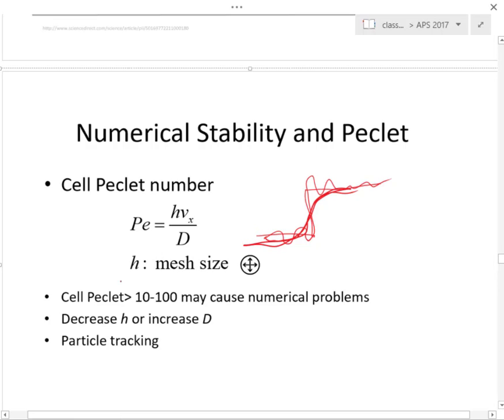to take a look at this. If you have problems with transport problems, you can plot this cell Peclet number, and the areas or cell Peclet numbers where you start to get into problems really depend on the solver and how it's set up. But in a lot of cases, if the cell Peclet number gets to be greater than 10 or 100, you'll start to have these peculiar effects.